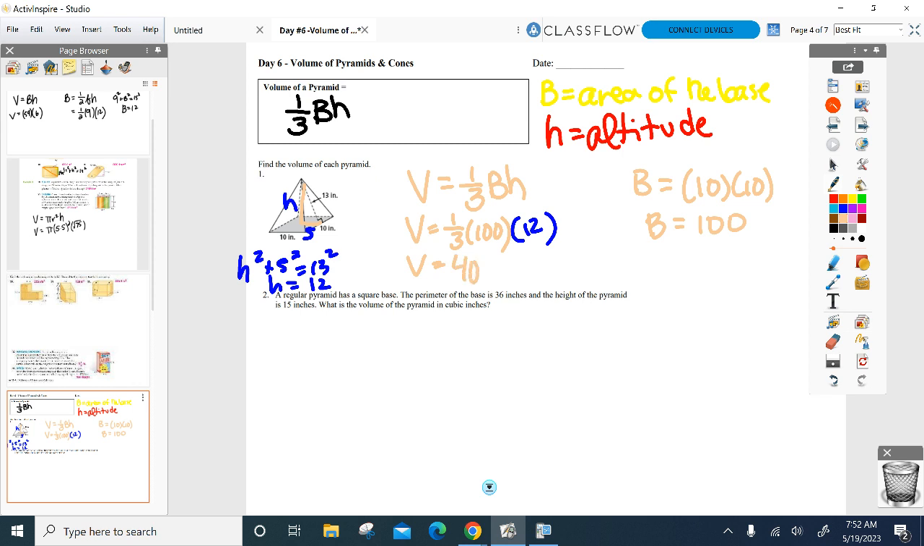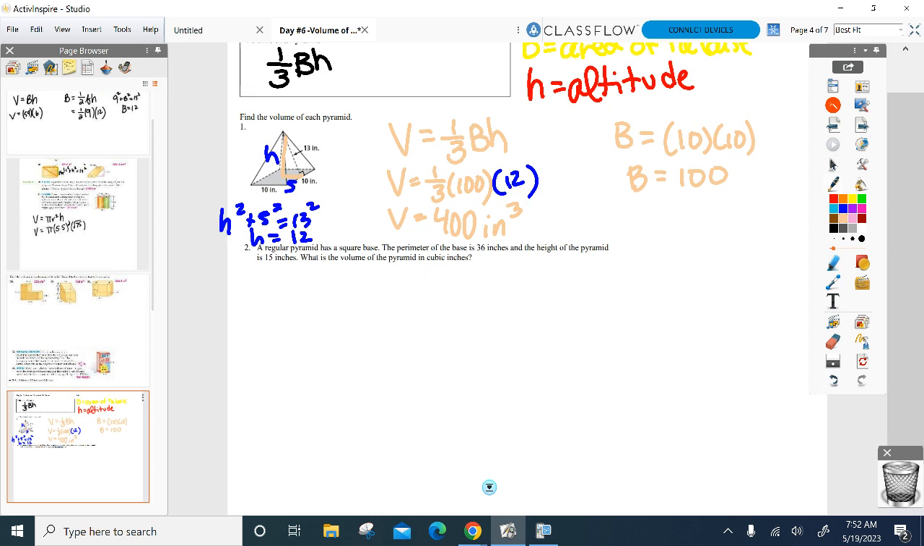$400. And remember, if we're doing volume and you're putting units, make sure they're cubed. All right, we're good. Anything? All right, these questions usually trick you guys up when I put them on out of the textbook. I got a square base for a regular pyramid. The perimeter of that base is 36. Height is 15. What's the volume?